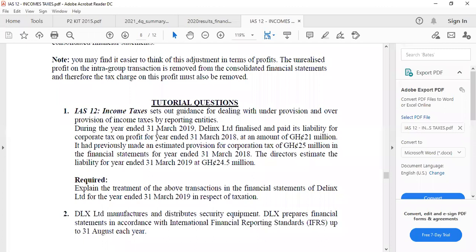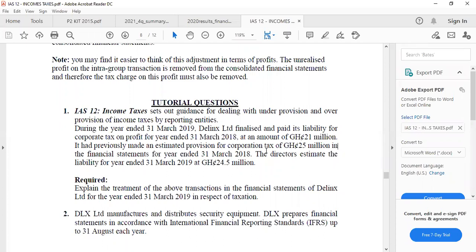So during the year ended 31 March 2019, the Links Limited finalized and paid its liability for corporate tax on profit for the year 31 March 2018 at an amount of 21 million. So it means that in 2019 I paid the tax relating to 2018, isn't it? How much did I pay? 21 million. It had previously made an estimated provision for corporation tax of 25 million in respect of the financial statements for the year ended 31 March 2018. So what was the estimate that I made for 2018? 25 million. And I'm now paying how much? 21. What is happening? There was an over provision.